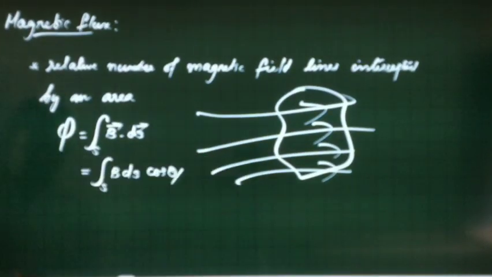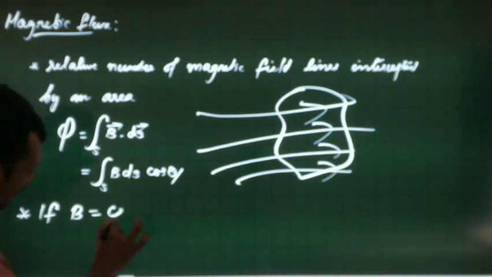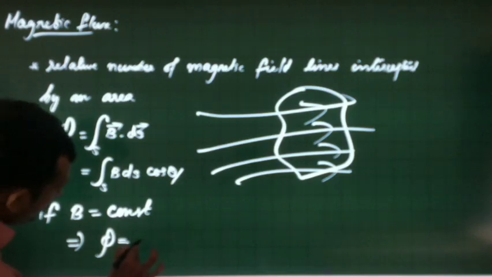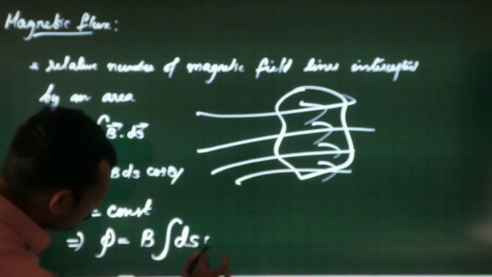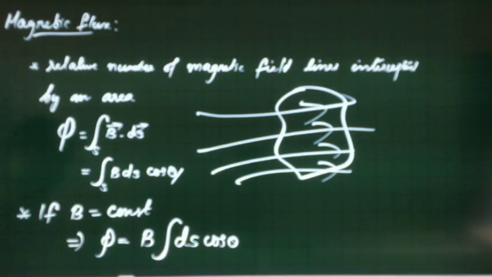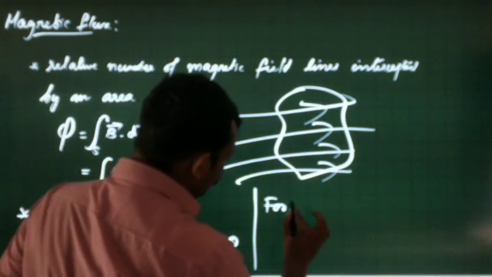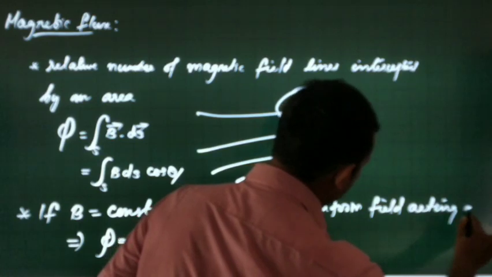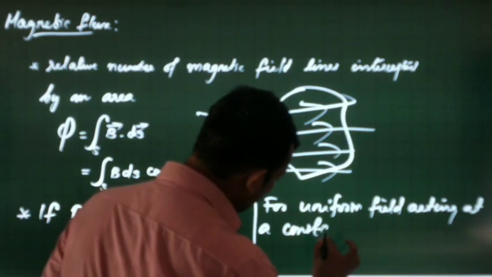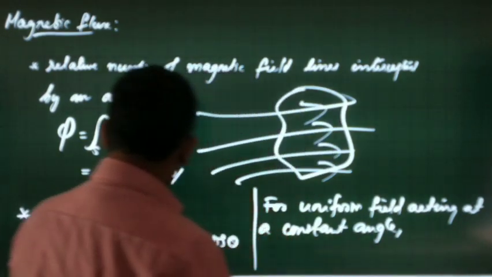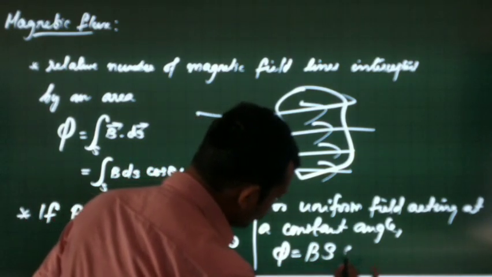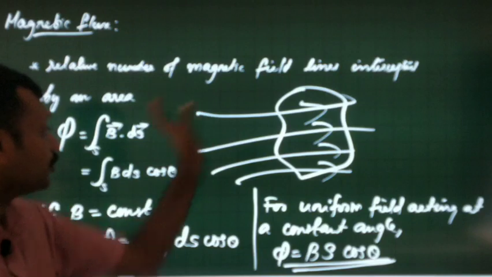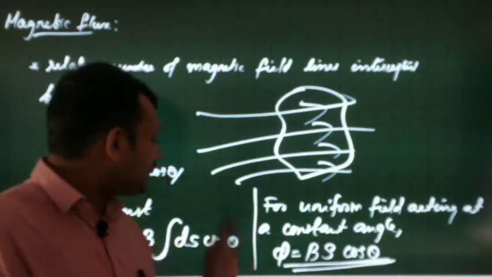Now from here, one more thing we can say. If the magnetic field B is constant, the magnetic flux phi is equal to B times the integral of dS cos theta. For a uniform field acting at a constant angle, the magnetic flux will be equal to B S cos theta, or B A cos theta. Whether it is B S cos theta or B A cos theta, both are the same. So it is B S cos theta. That is the formula for magnetic flux.